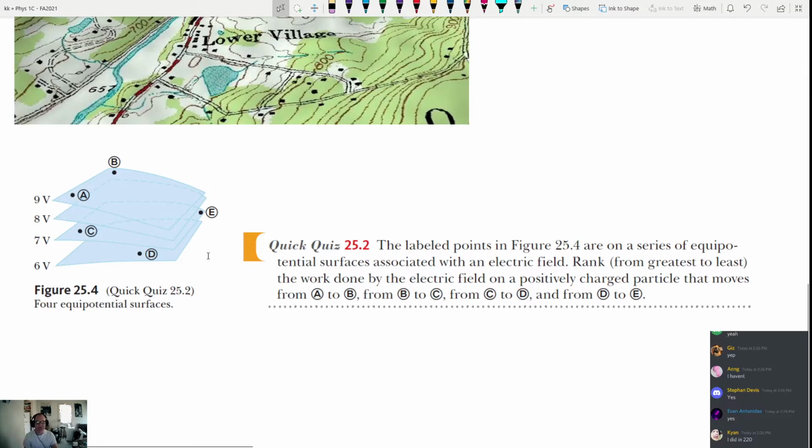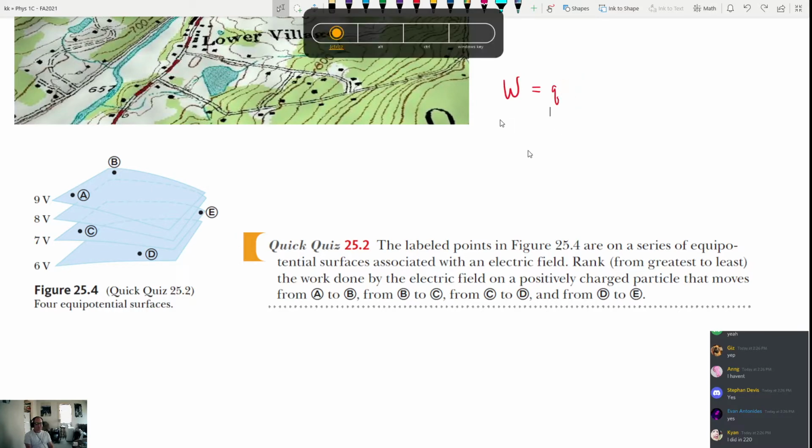What I want everyone to do is this. It says the labeled points in figure 25.4 are on a series of equipotential surfaces associated with an electric field. We want to rank from greatest to smallest the work done by the electric field on a positively charged particle that moves from A to B, B to C, C to D, D to E. I'll just put up here the definition real quickly: the work done is going to be equal to, we said before it was like some QED, but this only really works for uniform fields. So what we know is that it's equal to the negative change in potential energy.